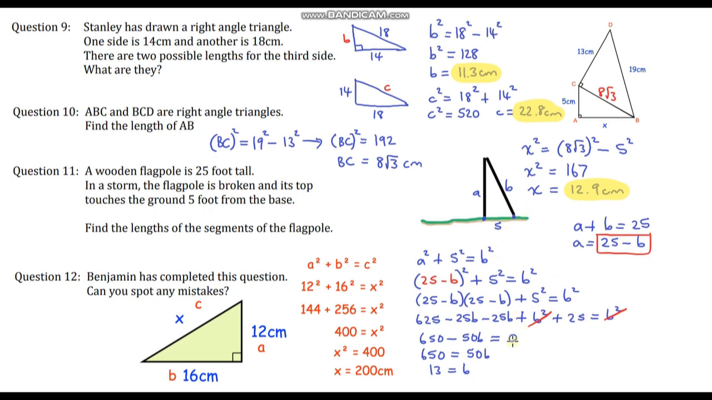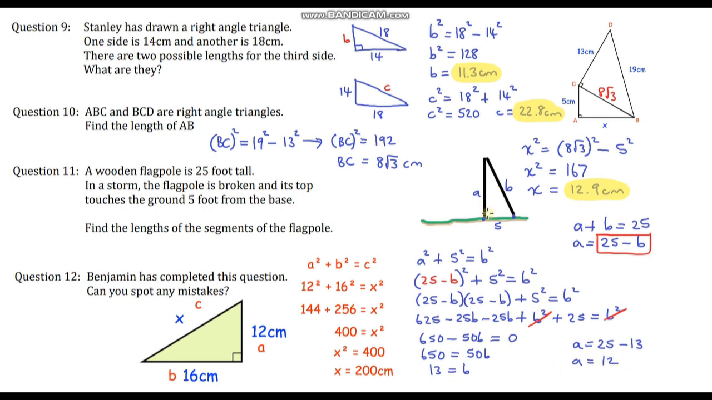And now we don't need to do anything else with this, because we know that when we add A and B together, they must equal 25. So A must be 25 minus B, or minus 13. So A must equal 12. So B is 13 and A is 12. They do add to 25.